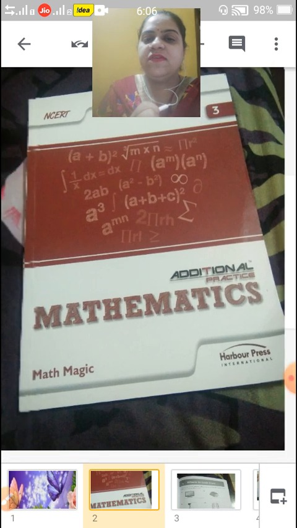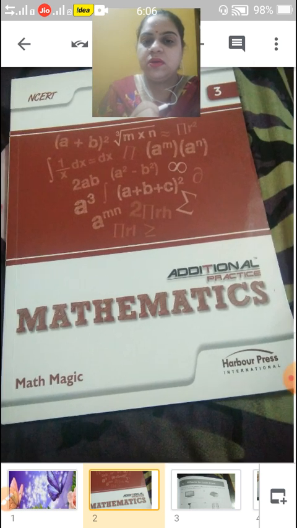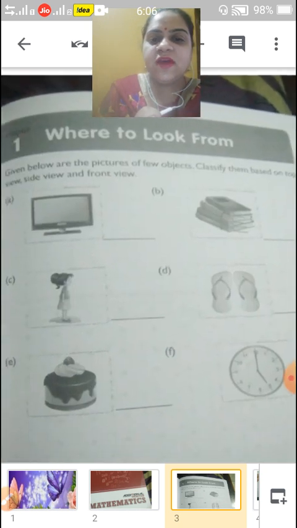Children, this is your workbook. Today we are going to do questions from the workbook of maths. Chapter 1st, where to look from. Now children, let's start with our chapter.